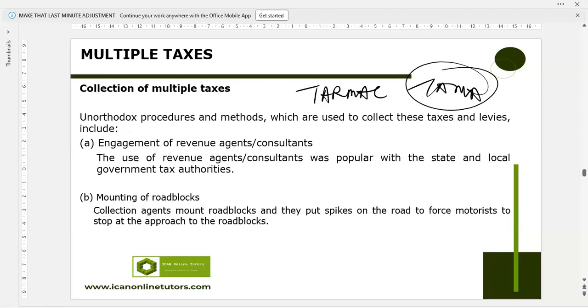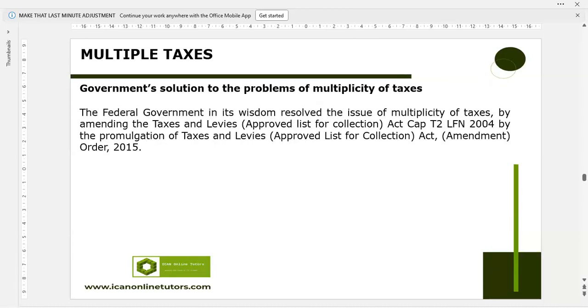The police are not exempted from this, I'm sorry. Especially if you travel on the highway, you see them mounting different roadblocks so that they collect money. They are there to ensure safety, let people move freely and the likes, but we do see the negative part too. Collection agents mount roadblocks and put spikes on the road to force motorists to stop at the approach of the roadblocks. So police are not exempted from this.